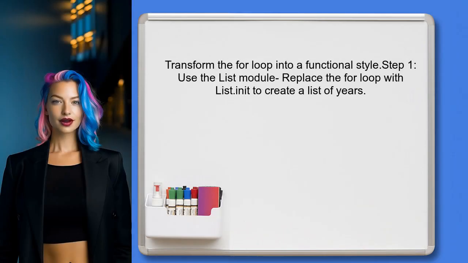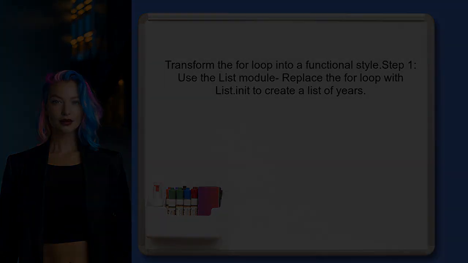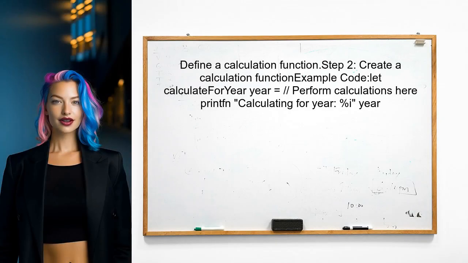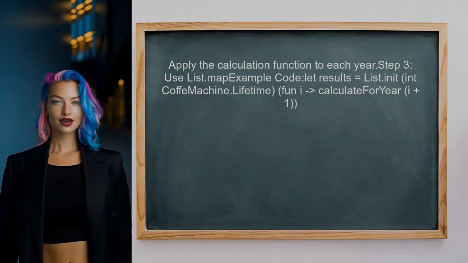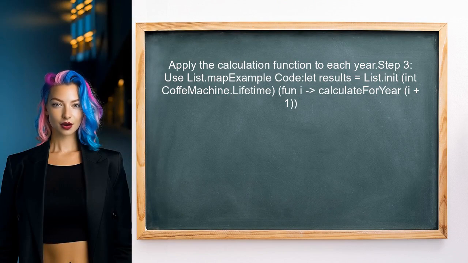To transform the for loop into a more functional style, the user can utilize the List module in F#. This allows for a more elegant approach to iterate over a range of years. Next, the user can define a function that performs the desired calculations for each year. This function will take the year as an argument and return the result of the calculations. Now, the user can apply the calculation function to each year using List.map. This will allow them to generate a list of results for each year of the investment.